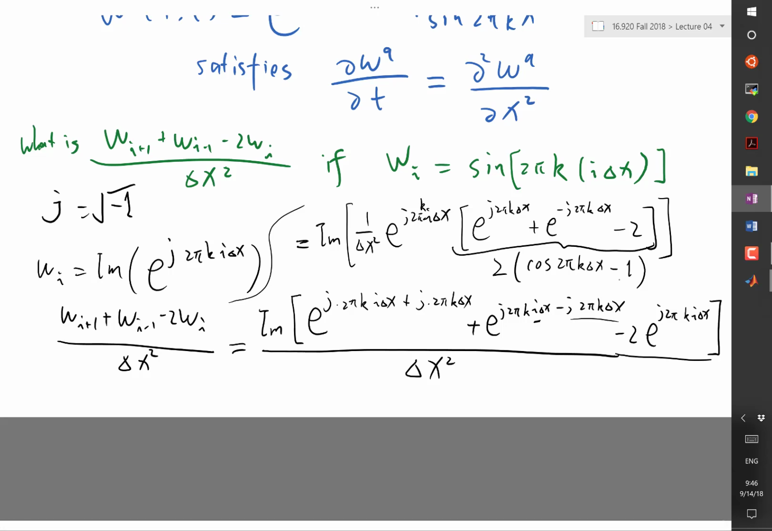All right. So that's a real number that comes out of this linear superposition of complex numbers. And now the only complex part is the first part. And the first part is actually just the wi, right? Okay, so the whole thing computes out to be 1 over delta x square wi, because the imaginary part of this is wi, right? And then times 2 cosine 2 pi k delta x minus 1.